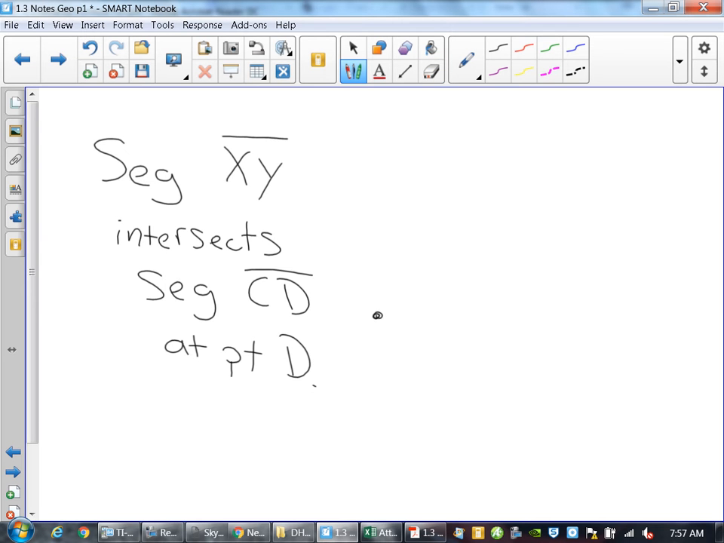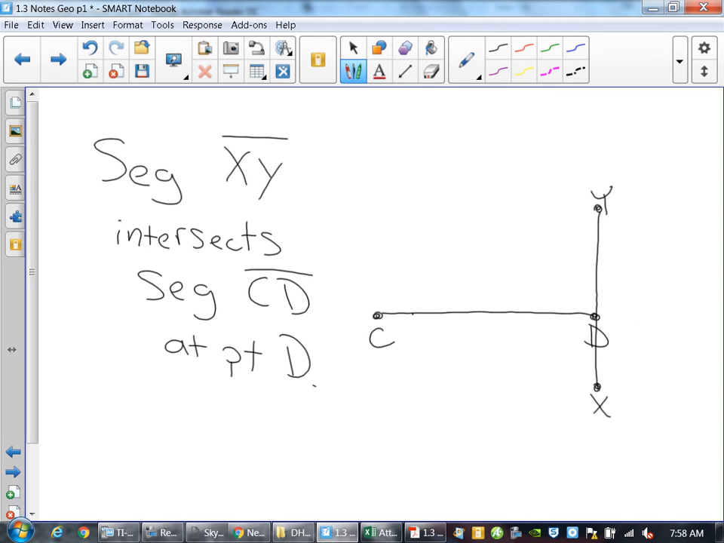So wait, 1.4, 1.5, and 1.2? We usually spend 2 days in 1.5. It's all on the calendar too, guys. If you look on the website, I put everything on there for you guys so you know what's up.